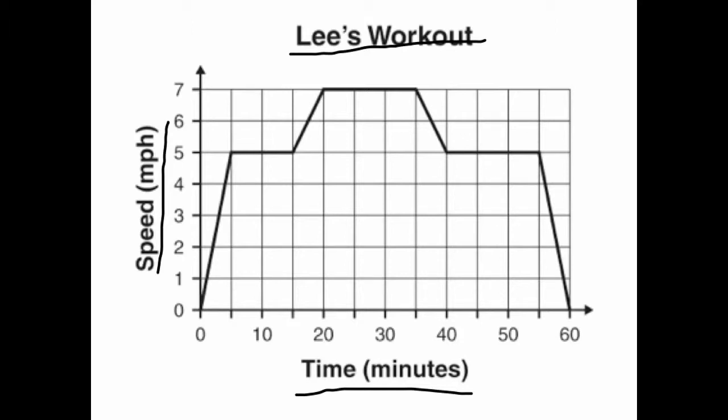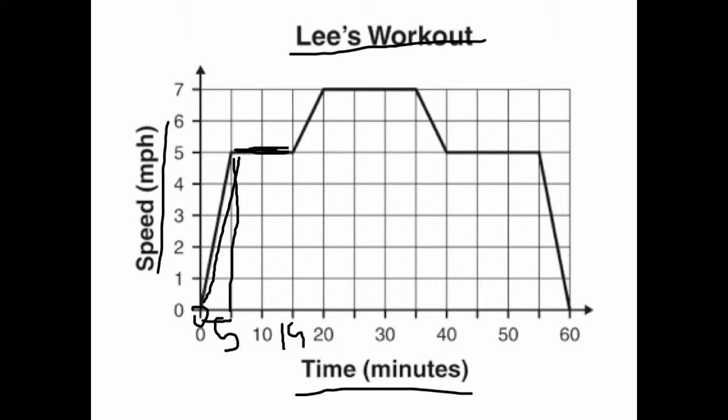Now, I see that he starts at minute 0, which makes sense. Beginning of the workout, if you haven't worked out, the minute is 0. The minute he starts running, from minutes 0 to 5, he's increasing his speed at a constant rate. And I see that because this line is slowly going up. Then I see from minute 5 to 15, Lee runs at a constant pace of 5 miles per hour. And I see that because the line flattens out.